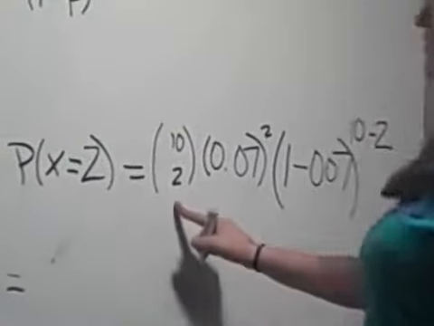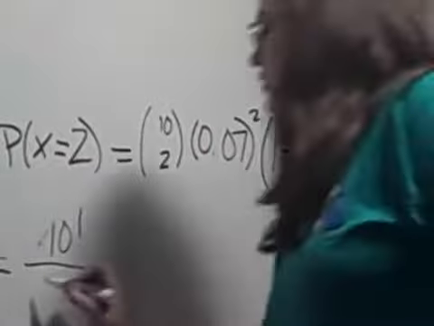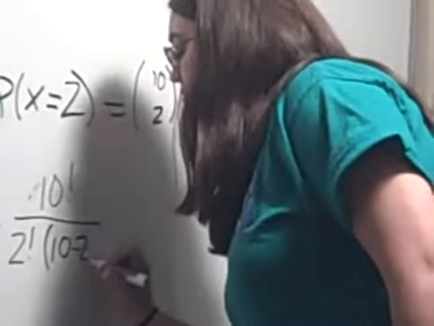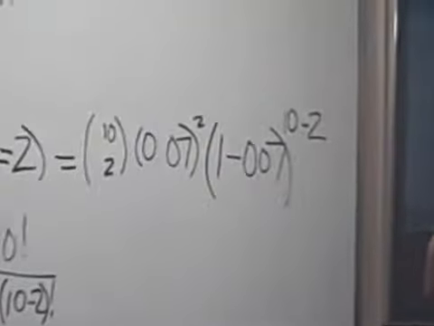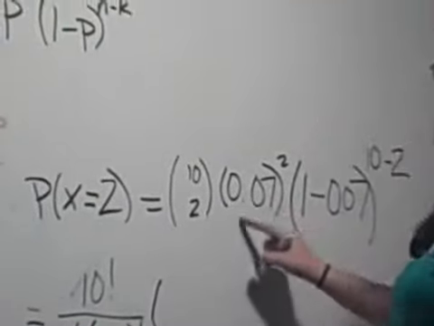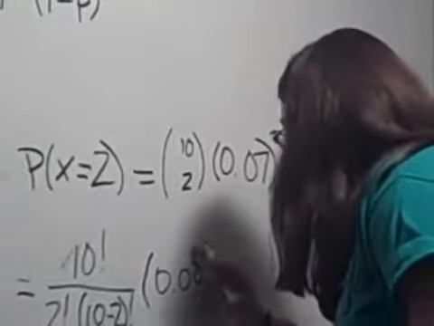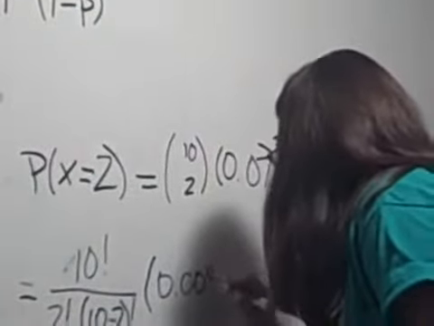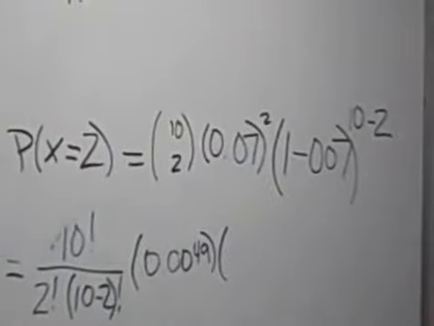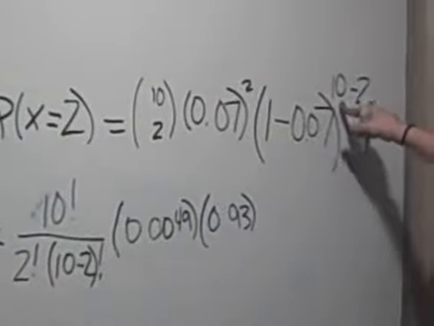So, we know this right here means 10 factorial over 2 factorial times 10 minus 2 factorial. And if we take the rest of the information here, 0.07 squared comes out to be 0.0049. And this here, 1 minus 0.07, is 0.93, and 10 minus 2, which is 8.